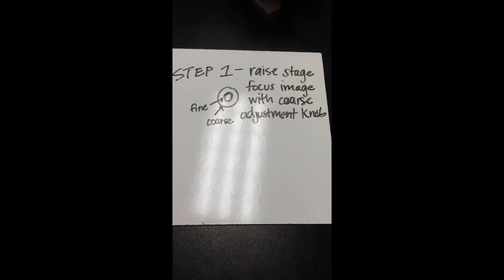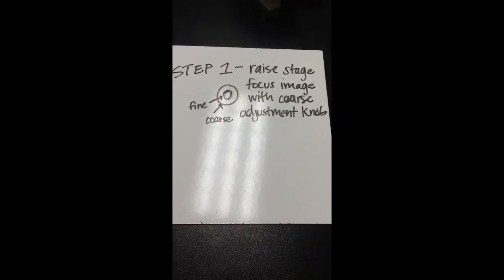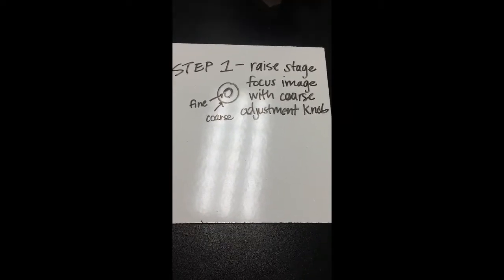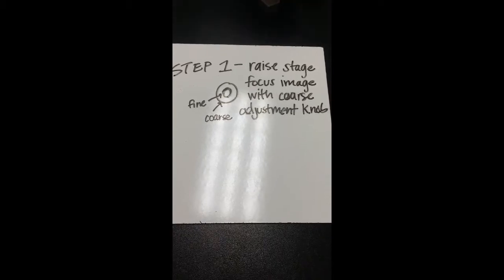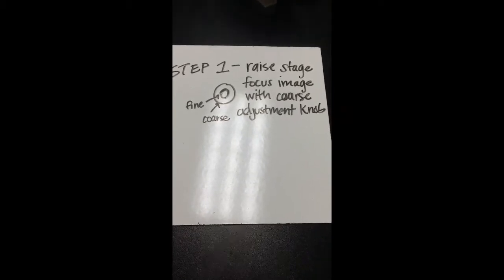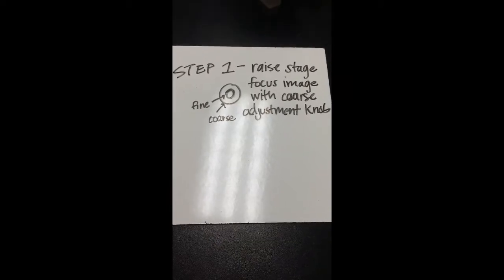Once your slide is in place and you have the lowest power objective focused over the area of the slide that you're interested in, the first step to focusing in on the image is to make sure that the stage, which the slide is placed on, is raised to the top. And then you want to use the coarse adjustment knob until the image comes into focus.